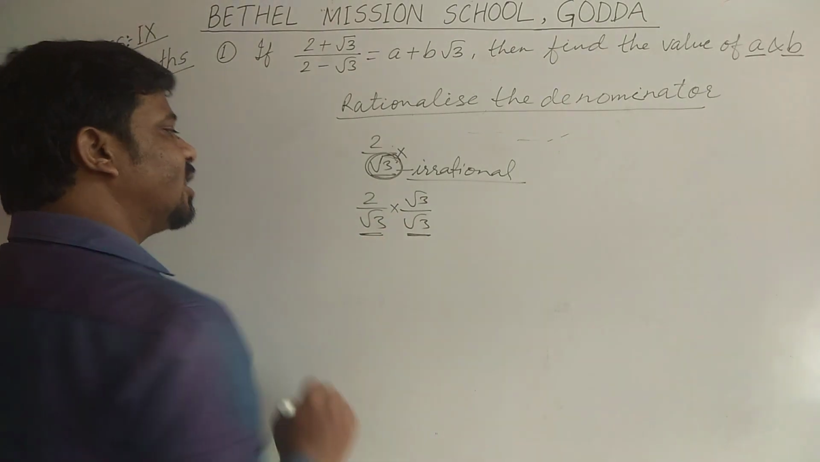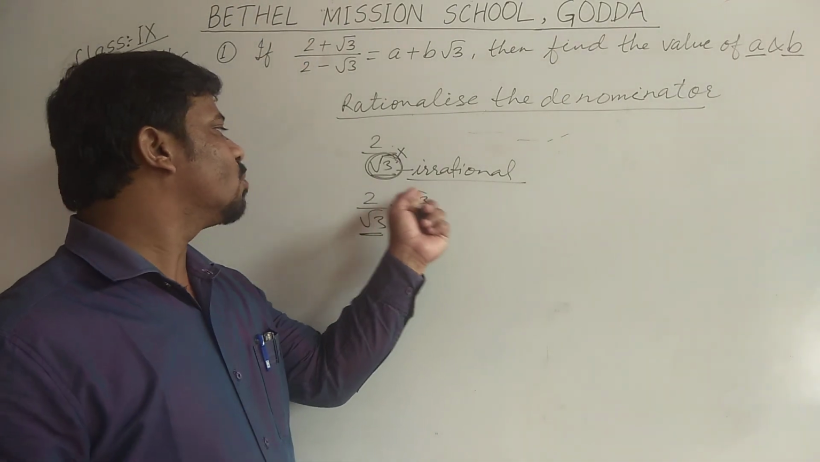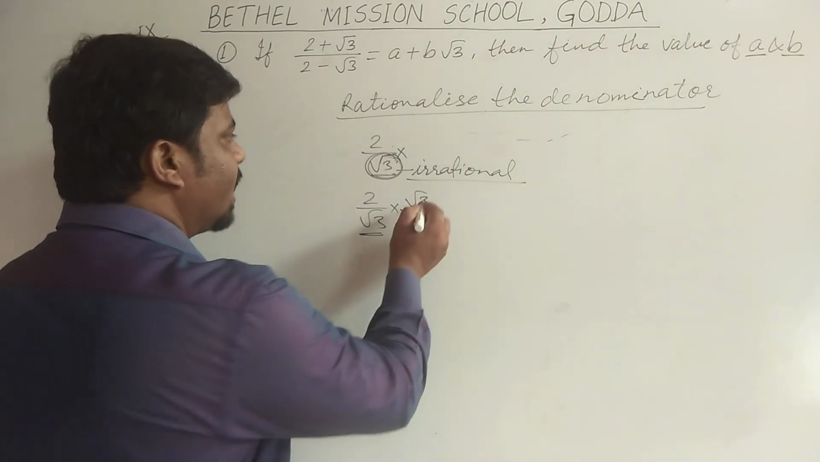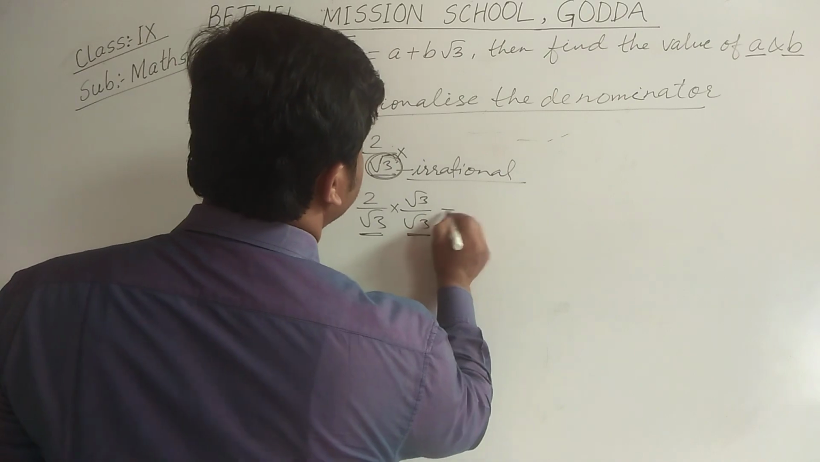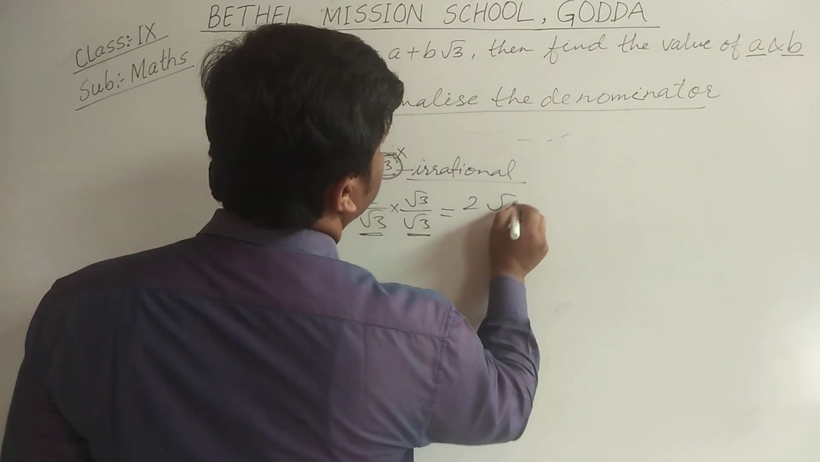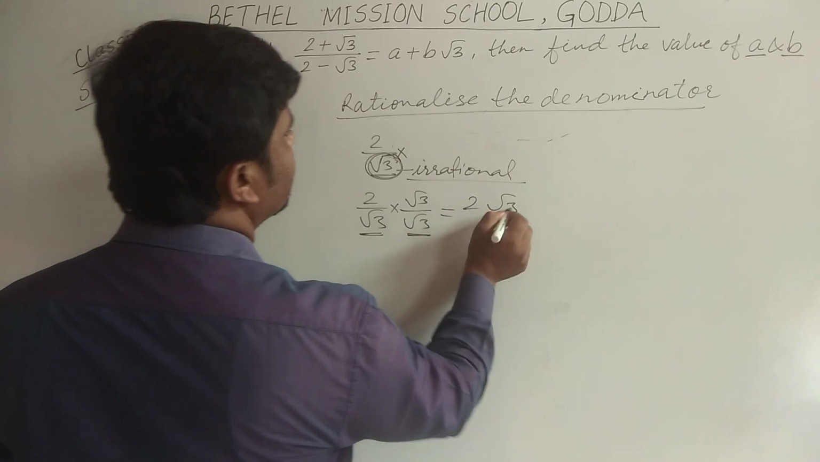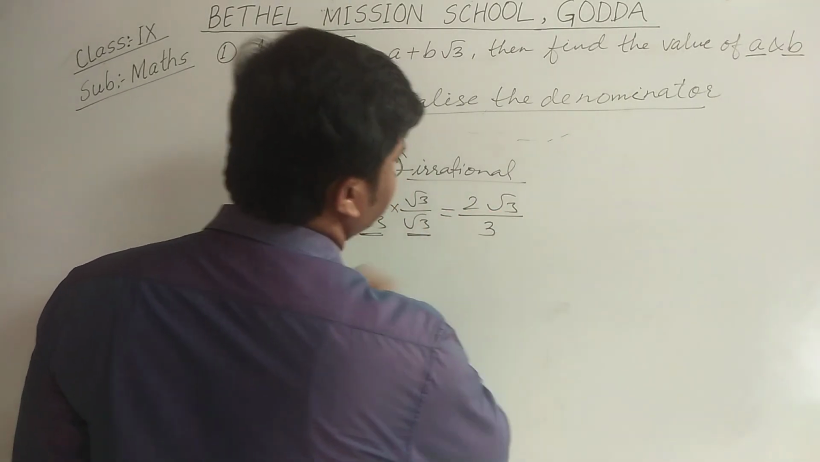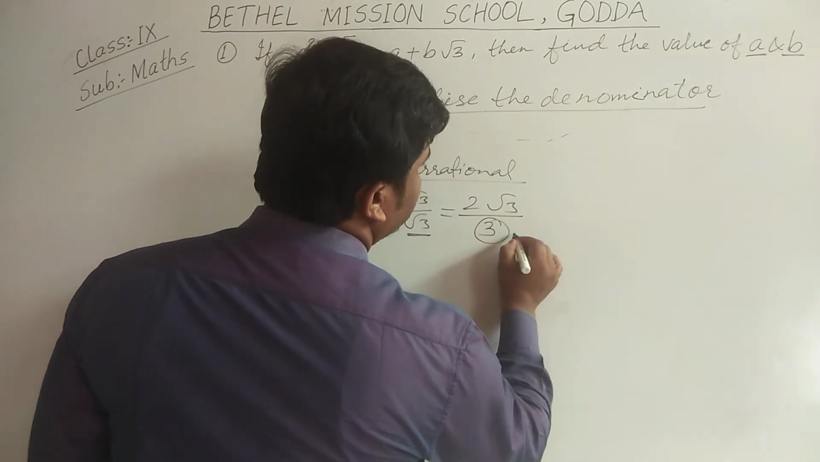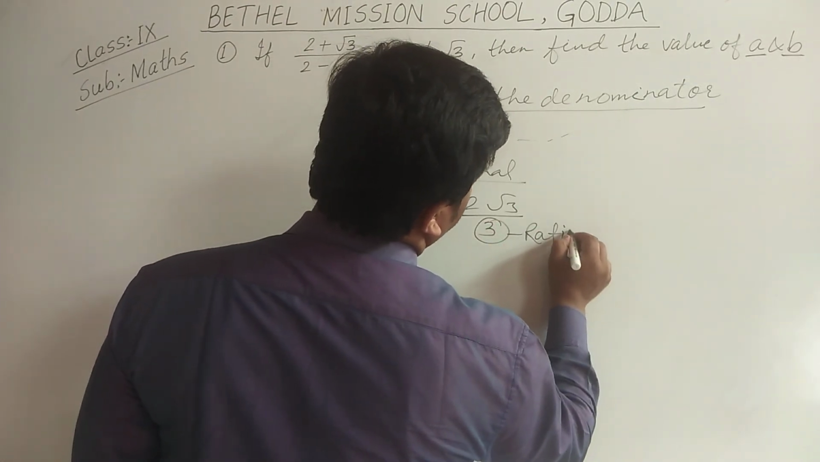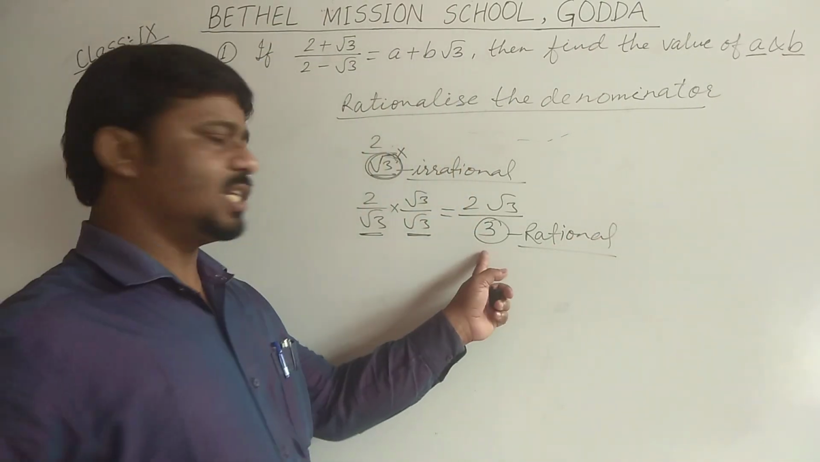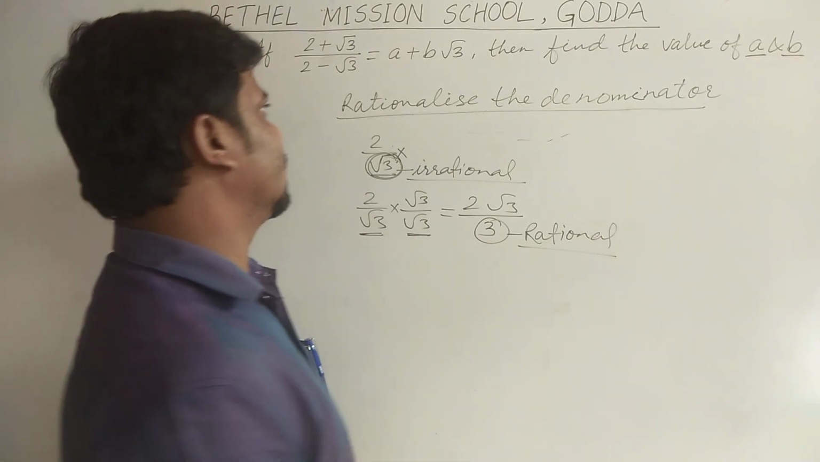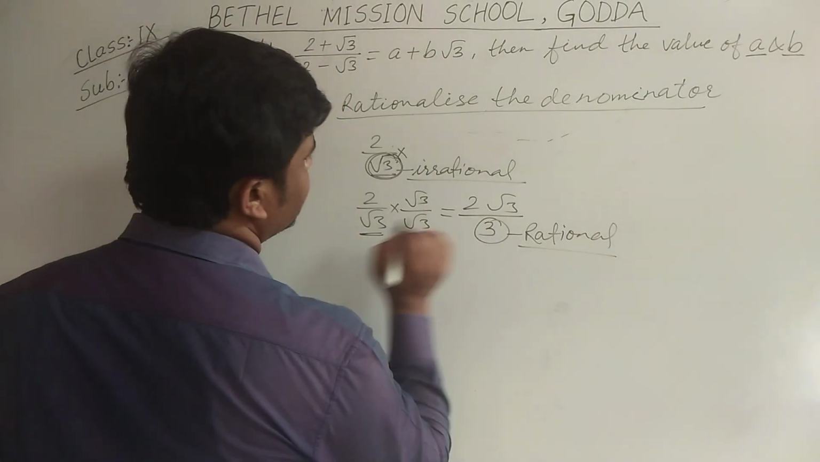When you multiply the denominator by root 3, at the same time we have to multiply the numerator also by the same thing. Then we get the equal number. Then it will be 2 under root 3 upon root 3 into root 3, which is 3. Now this denominator is rational. So this process is called rationalizing the denominator.